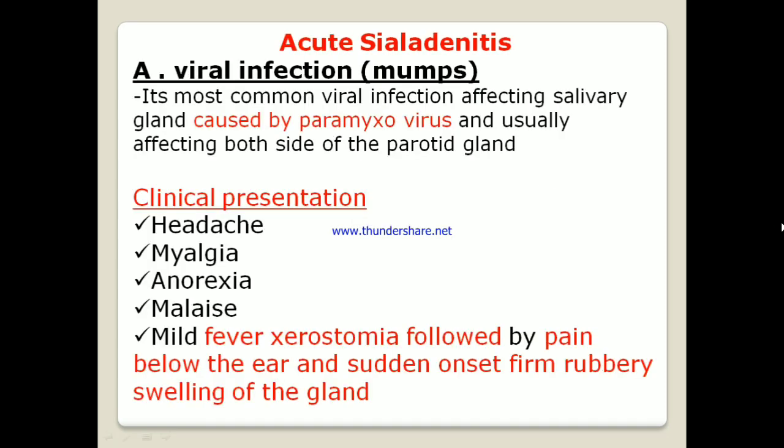Acute sialadenitis. A. Viral infection, mumps. It is the most common viral infection affecting the salivary gland, caused by paramyxovirus and usually affecting both sides of the parotid gland. Clinical presentation: headache, myalgia, anorexia, malaise, mild fever, xerostomia followed by pain below the ear and sudden onset firm rubbery swelling of the gland.